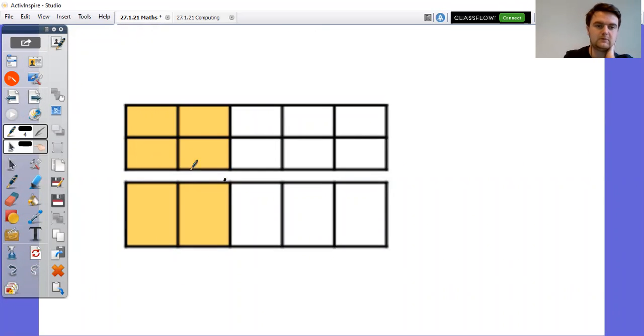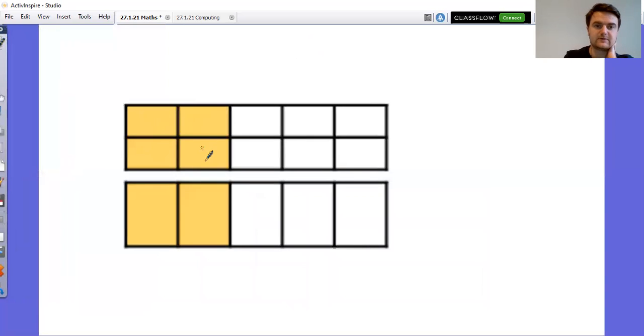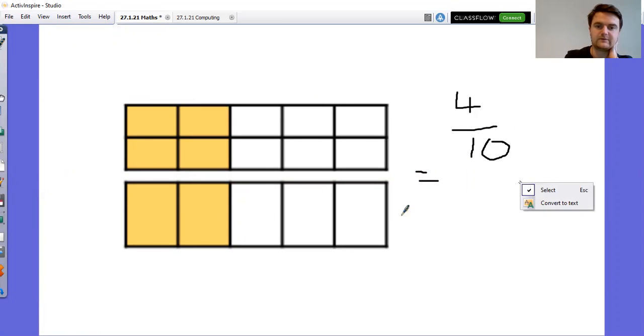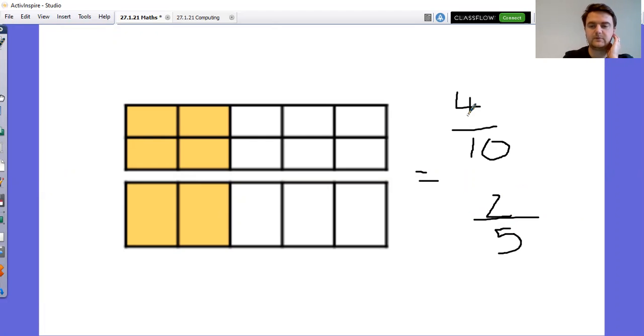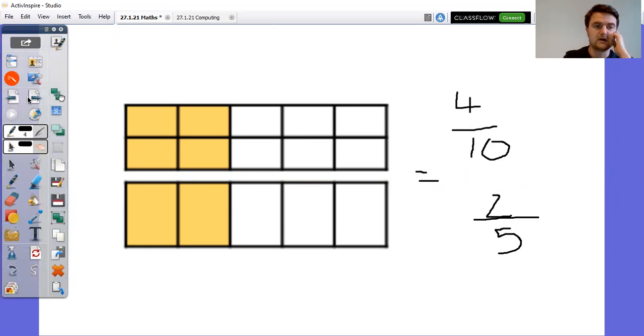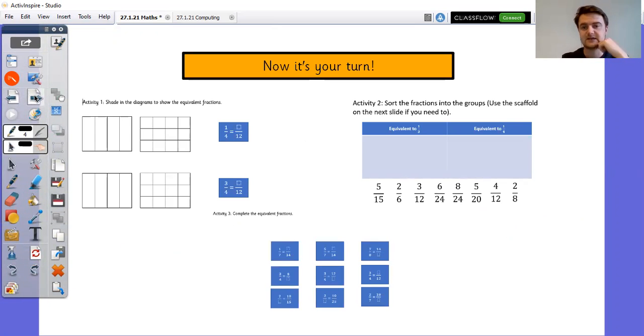So our top whole has been split into 1, 2, 3, 4, 5, 6, 7, 8, 9, 10 equal parts, and we have got 1, 2, 3, 4 of them shaded in. That is equivalent to our bottom fraction, which has been split into 1, 2, 3, 4, 5 equal parts, with 1, 2 of them shaded in. And again, if I look at 4 divided by 2, it gives me 2, and 10 divided by 2 gives me 5. So I can use my multiplication and division facts to help me there.